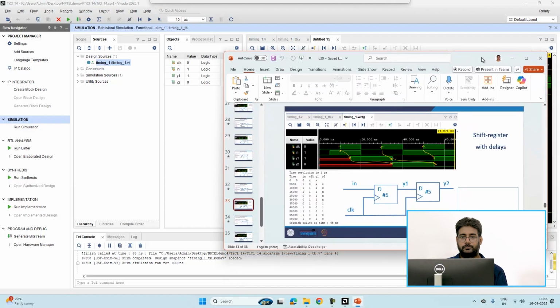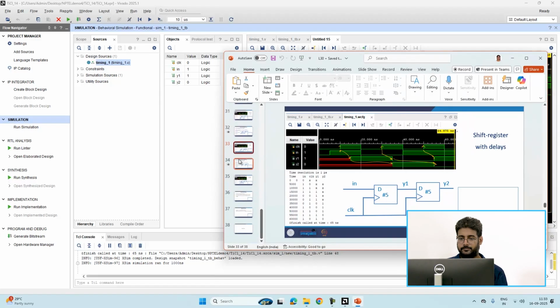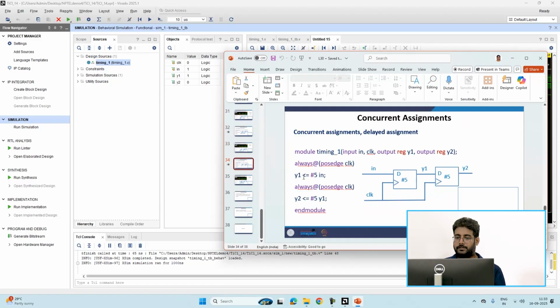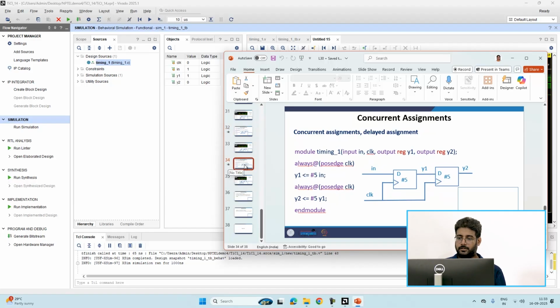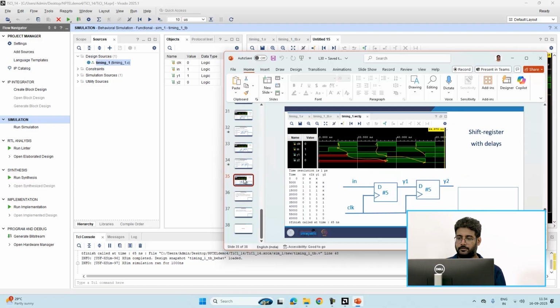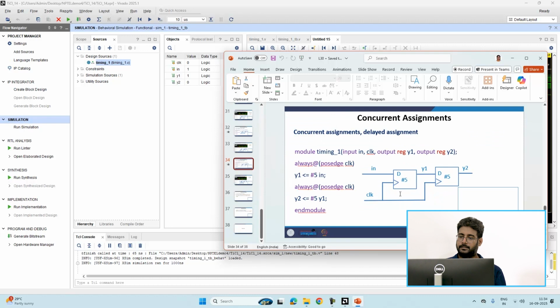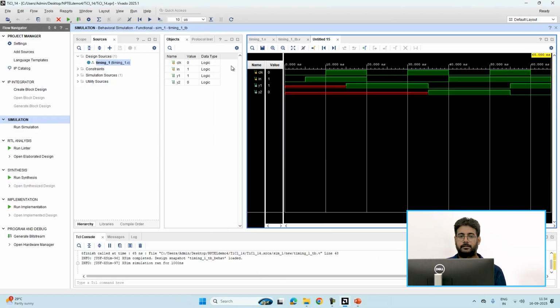Now we will move on to, I think, the last example. Yes, it is concurrent assignment. It is the last example. Here instead of blocking statements, we have non-blocking. So what it does, there is again a delay in the buffered state in the D flip-flop, because hashtag 5 is here, hashtag 5 is here. So we will open it here.